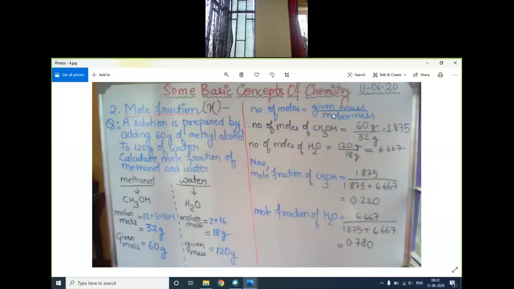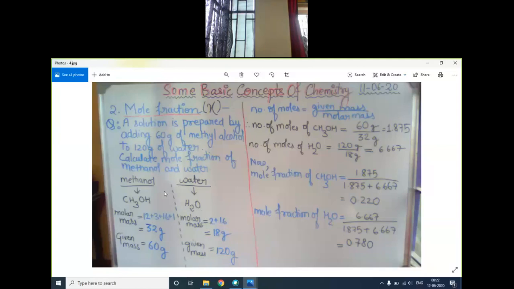So let us calculate the molar mass then. Here I am calculating the molar mass. The molar mass of methanol or methyl alcohol will be: carbon is 12, the atomic mass of carbon is 12, hydrogen is 3 into 1, oxygen is 16 and hydrogen is 1. If we calculate it, it will come to 32 gram. So we are getting the molar mass of methanol. Water we have already calculated many times. The molar mass equals 18 gram.